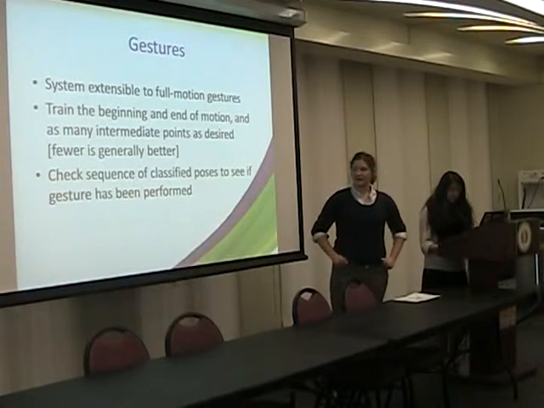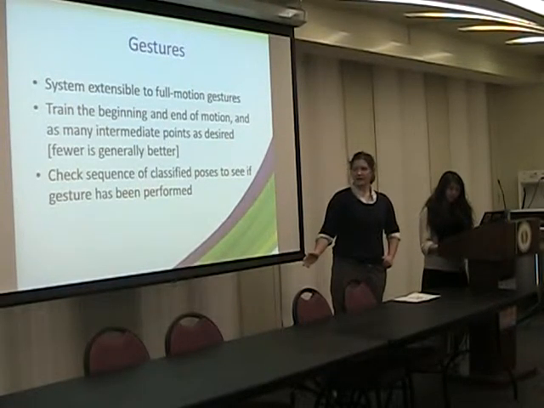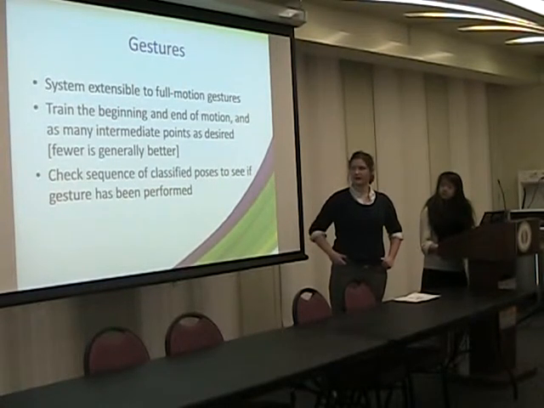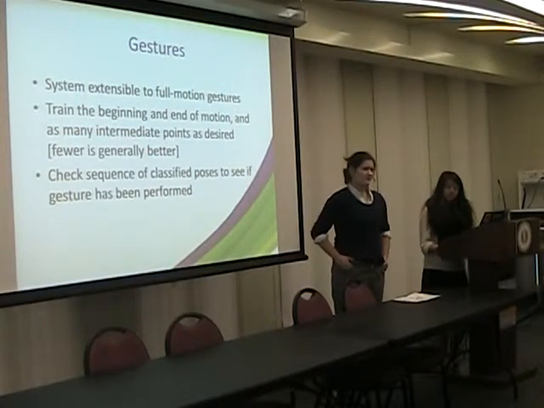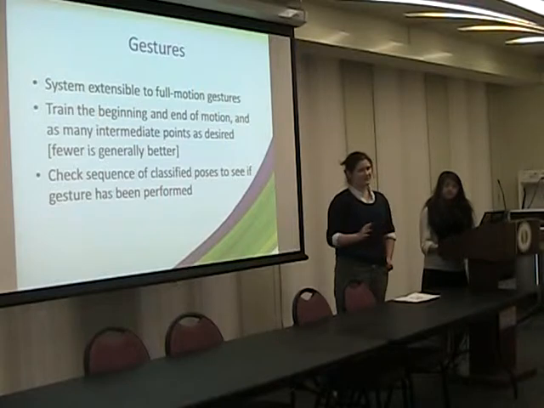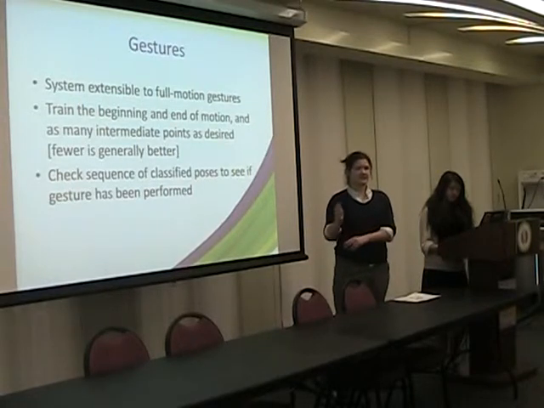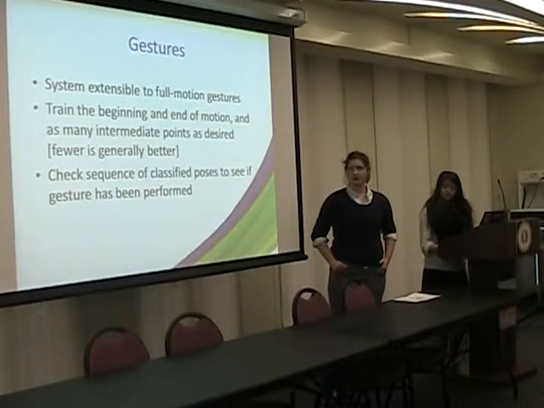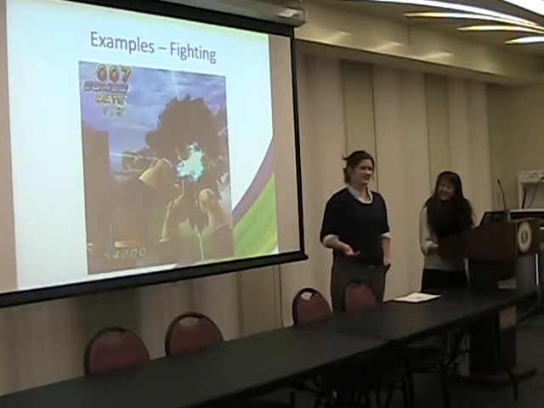So basically the idea here is to train your start pose, your end pose, and then any intermediate points you want. And really the fewer the intermediate points, the better, because we're just working on probabilities here, and there could be a case where we could fail. So we want to limit the possibility of failure. And then you check to see if this sequence of start to end has been performed, and if it has, then you can mark that gesture as being performed. So this is an easy way to transition to moving gestures.